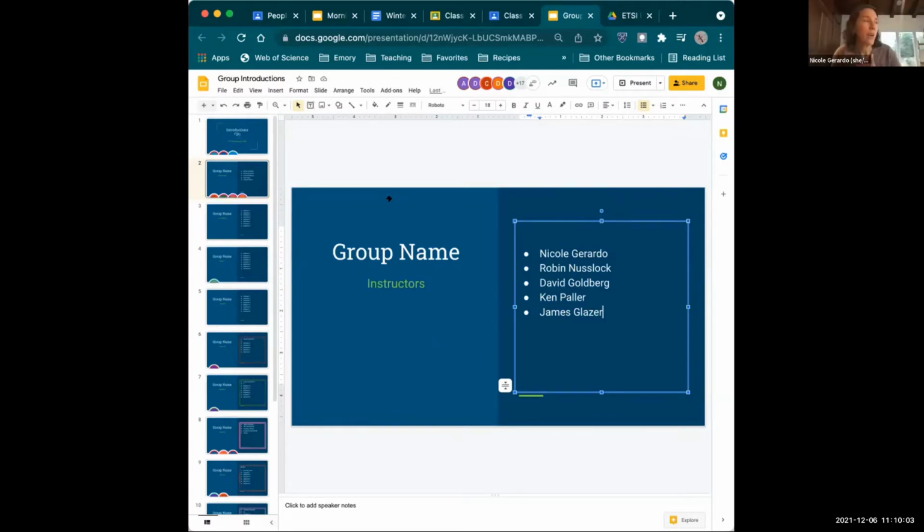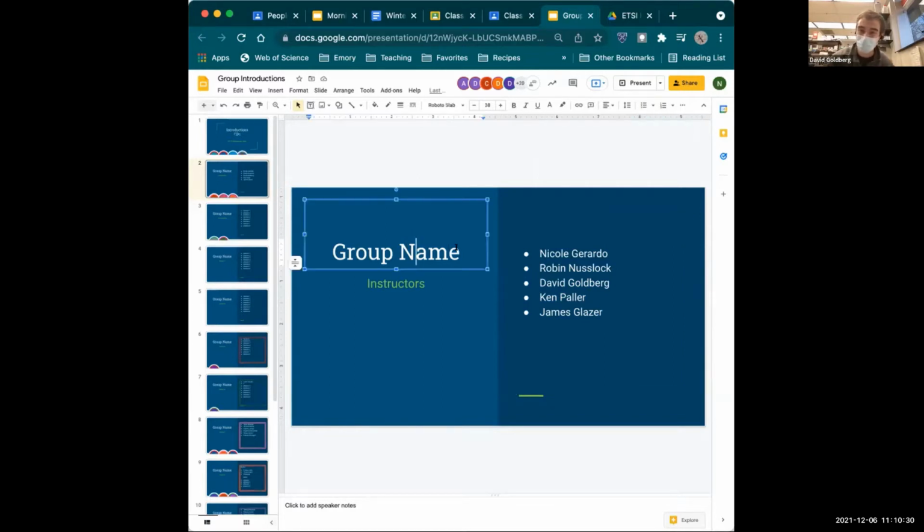So right now your groups just have numbers, but your group is going to need to pick a name. I'm going to have David give us a name, and it should be a group name that's like an animal or your favorite kind of food, something that we can find a picture of. Something that we can find a picture of? Yes. How about we're the Momos? We're the Momos.